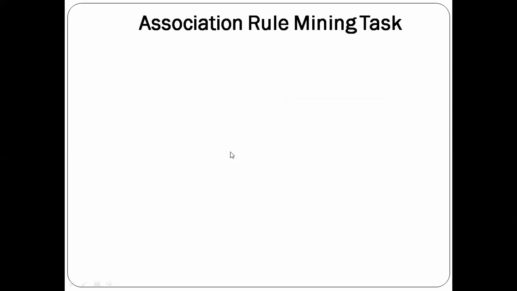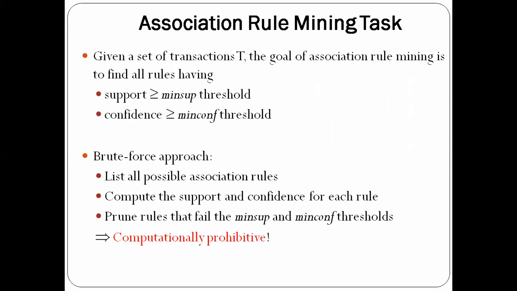Okay. Now coming to the association rule mining concept, that is how we are going to perform the association analysis. In association rule mining, we will be finding all the rules which have support greater than or equal to the minimum support threshold, and confidence greater than or equal to the minimum confidence threshold. In association rule mining problems, we will have a set of transactions. Capital T is the set of transactions.